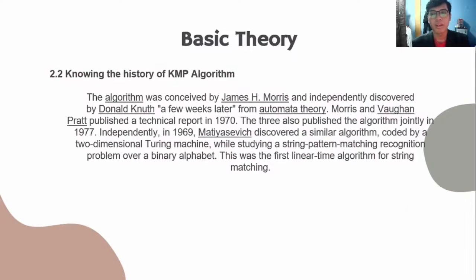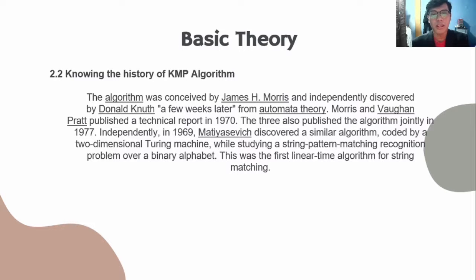Next, knowing the history of the KMP algorithm. The algorithm was conceived by James H. Morris and independently discovered by Donald Knuth a few weeks later. From automata theory, Morris and Vaughan Pratt published a technical report in 1970. The three also published the algorithm jointly in 1977.